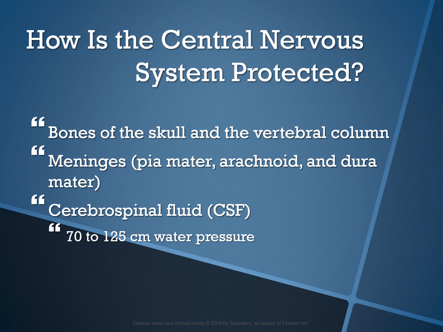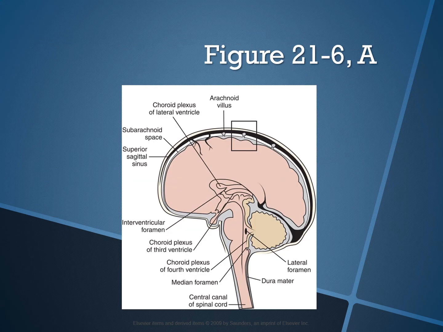And we call that, of course, cerebral spinal fluid. Now, if you were to tap through between the vertebrae, through the meninges, into the spinal column where the spinal fluid is, it's going to have a pressure because it's constantly being generated. That pressure, normal, is 70 to 125 centimeters of water pressure. And that's important to measure for cerebral spinal fluid.